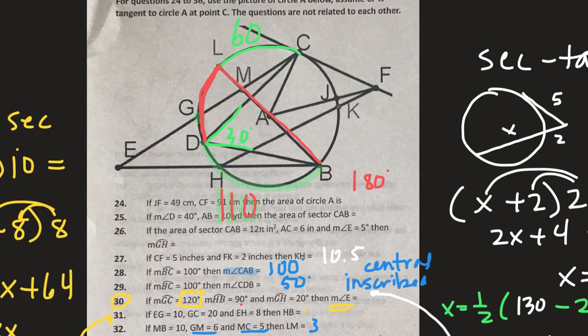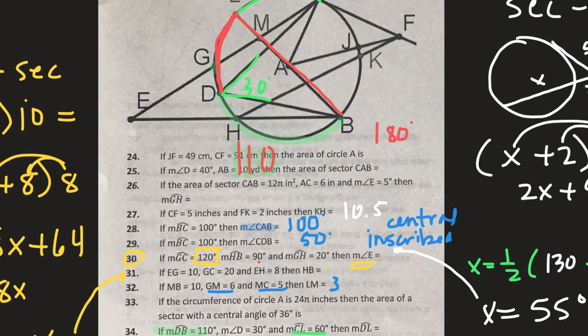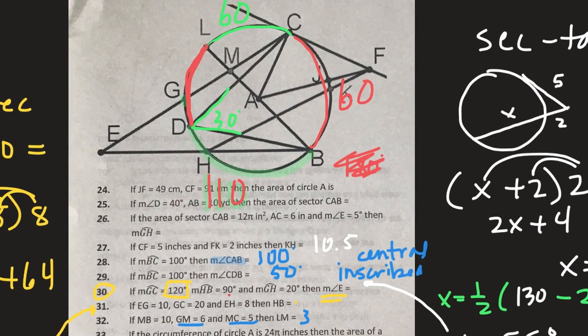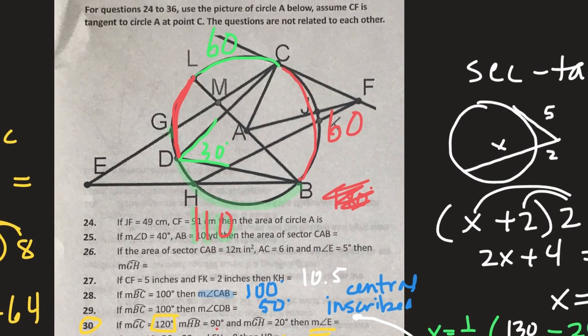Actually, I'm not believing that right now. So let's do the math here. Angle D is 30, which means that C to B has got to be 60. So it looks like we don't have a diameter. Let's not think about that. I should erase that. That is a faulty assumption on this part. Okay, so 60, 110, 60.